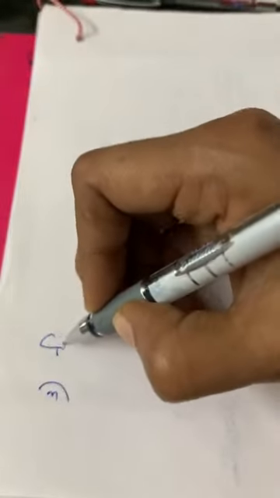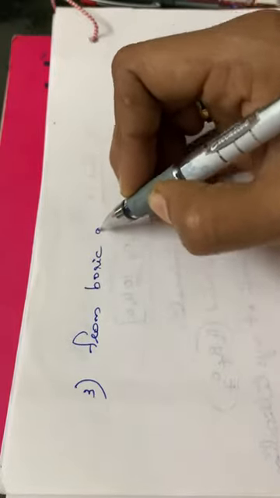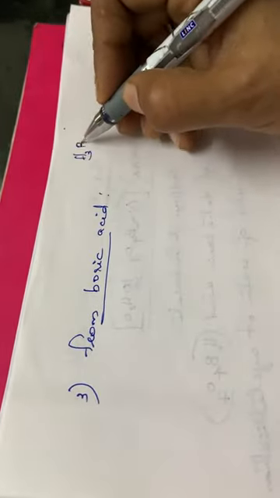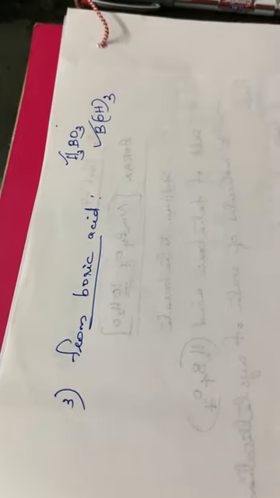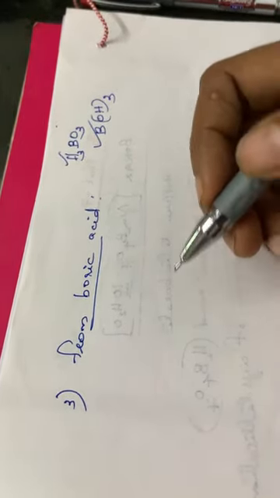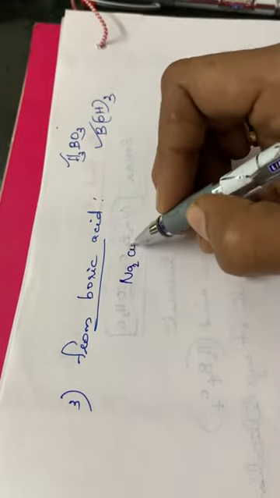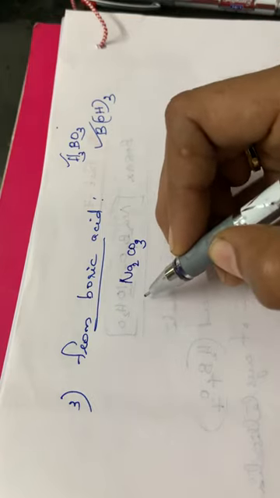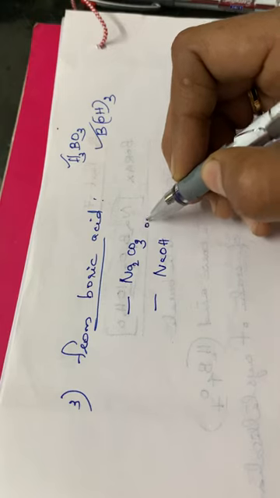Third method of preparation is from boric acid. Boric acid, what is the formula? It is H3BO3, or we can write it as B(OH)3. Both are the same. So this boric acid is treated with sodium carbonate, or it is treated with NaOH. We can use both the reagents.